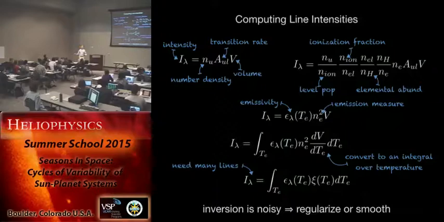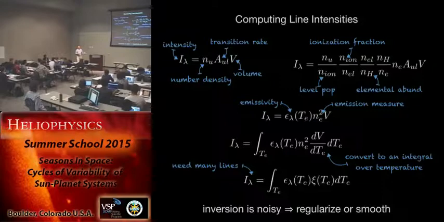So what you want to say is, well, I have observations at longer wavelengths, and I have all these emissivities that I've calculated in the database. Could I infer this emission measure distribution, this amount of plasma as a function of temperature, and then make calculations at the shorter wavelengths where you don't have any data?